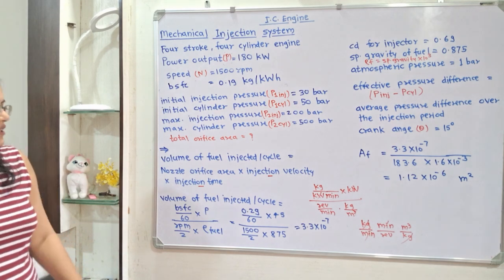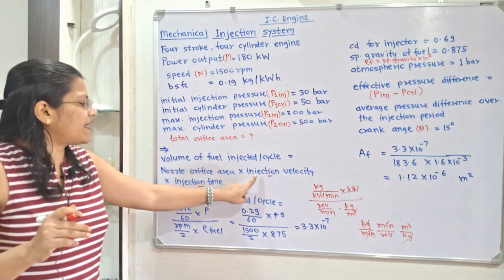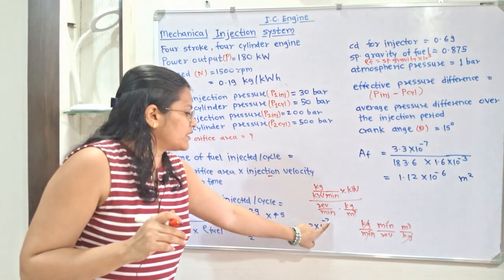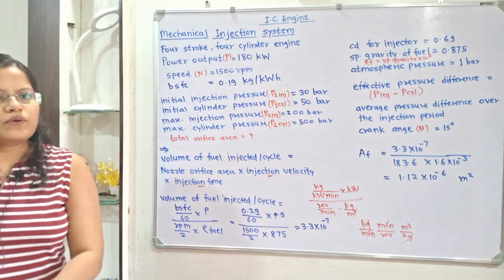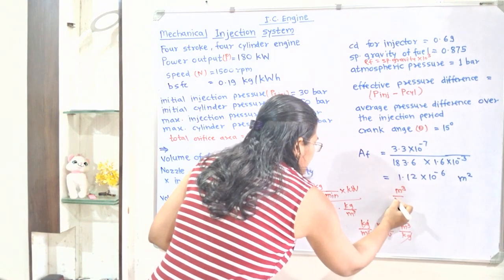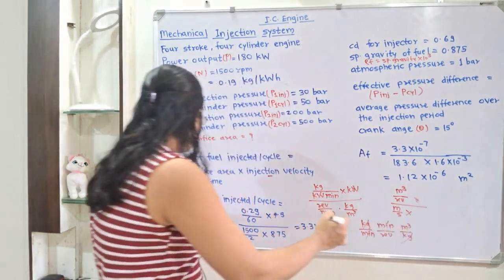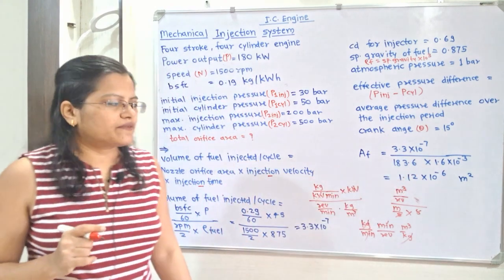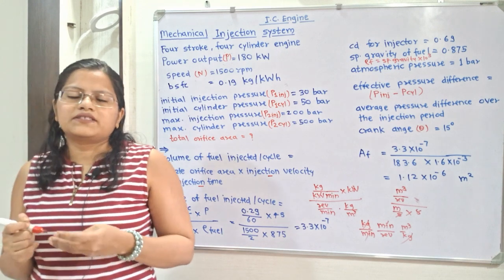Now we will put all this data in the formula. The nozzle orifice area is AF. So AF is equal to this volume divided by injection velocity multiplied by injection time. The volume of fuel injected is 3.3 into 10 raised to minus 7, the injection velocity is 183.6, and the injection time is 1.6 into 10 raised to minus 3. Now again we balance the units. The unit is meter cube per revolution divided by velocity in meter per second, and the injection time in second. The second gets cancelled, and meter cube by meter is meter square. So the total orifice area unit is meter square, and the answer is 1.12 into 10 raised to minus 6 meter square.